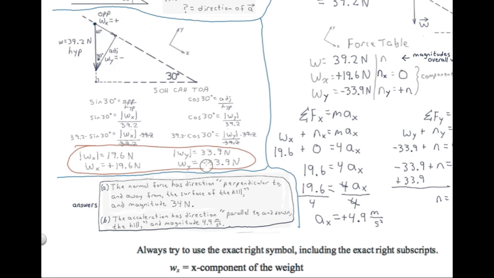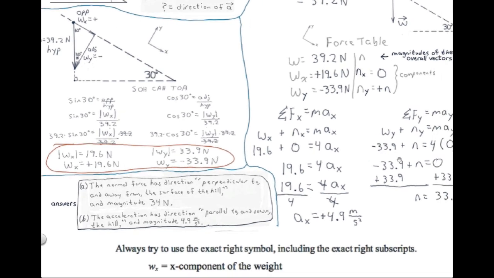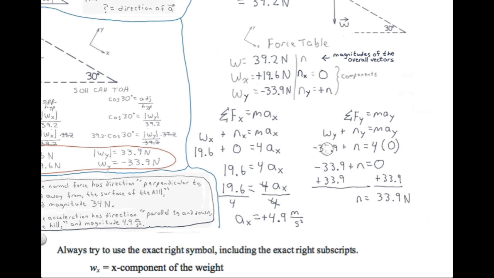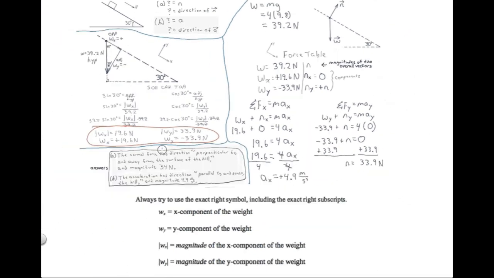Remember that if we don't include this minus sign on w sub y, we're not going to substitute the correct number into this position in the Newton's second law equation, and we're going to get the wrong answer. So it really is helpful to have symbols that remind ourselves that it is our job to figure out the plus or minus signs on the components in a separate step.